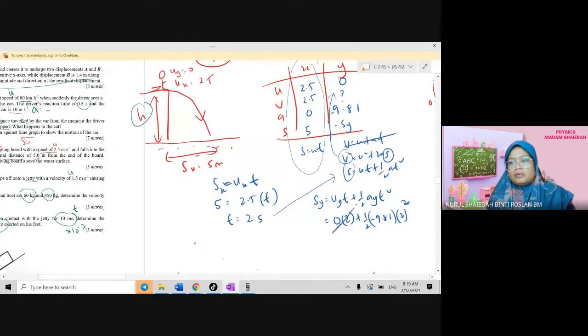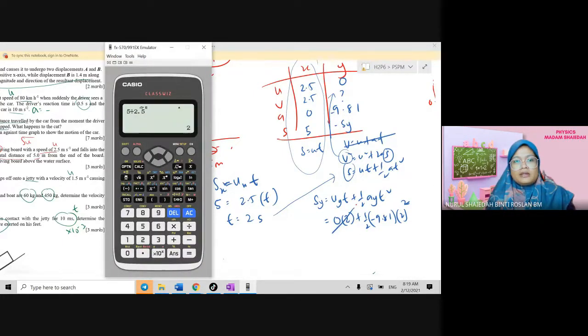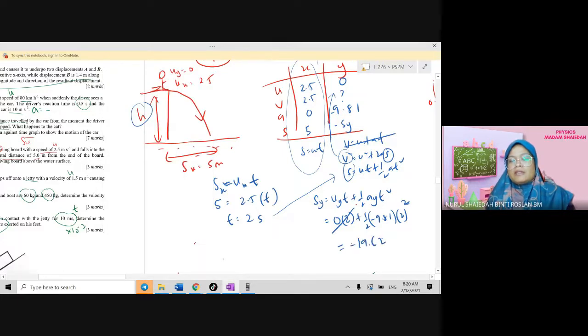So this one is 0, so we will get half times 9.81 times 2 squared. So I will get negative 19.62. So negative 19.62 is the displacement. But since they ask you for height, you just put 19.62 meter. Because height we are talking about from the ground upwards. So height is always positive. But if they ask you to find displacement on vertical, vertical displacement, then we put SY.